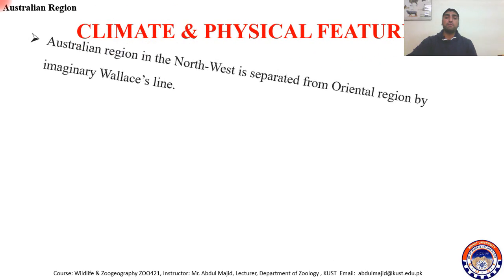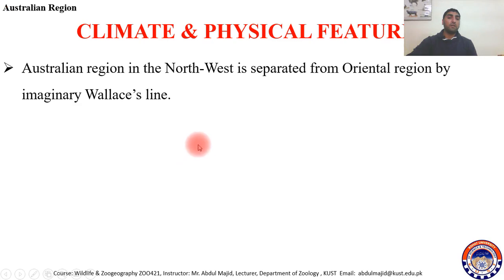The climate and physical feature of this region. So Australian region in the northwest is separated from Oriental region by imaginary Wallace line. We already talked in the previous lecture about the Wallace line. Wallace line is an imaginary line drawn by Alfred Russel Wallace for the demarcation of the two regions, the Oriental and the Australian region.